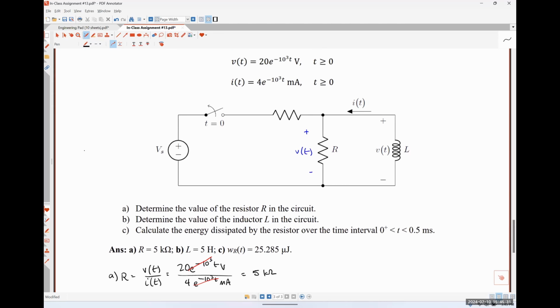Use your v(t) = L di_L(t)/dt. We could definitely do that. However, I'm lazy. So instead, let's think about this, right?